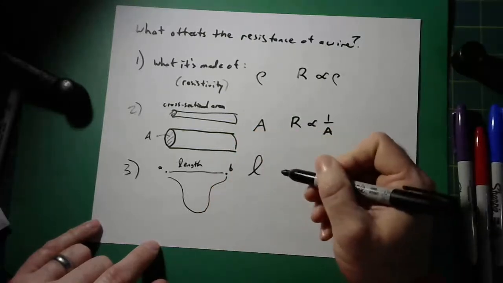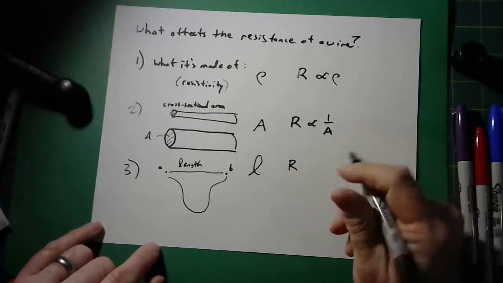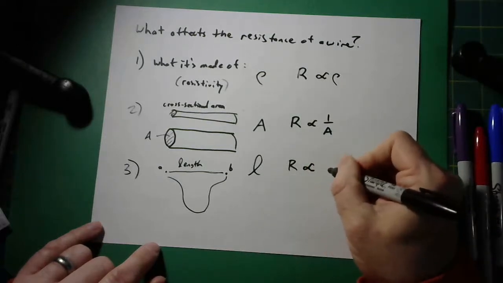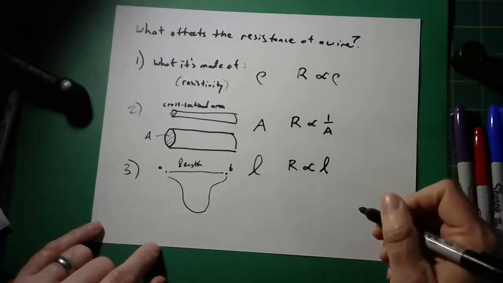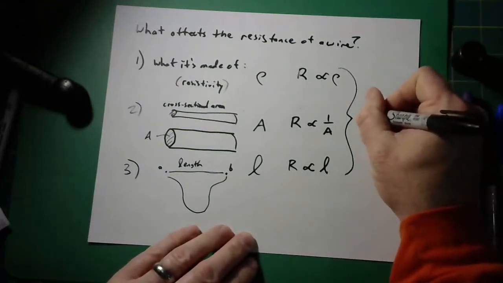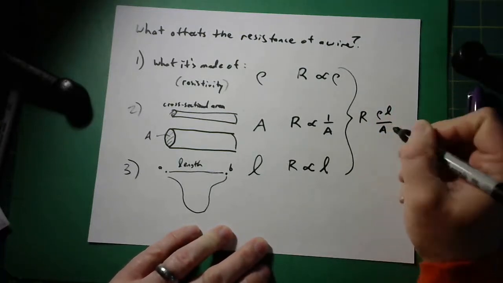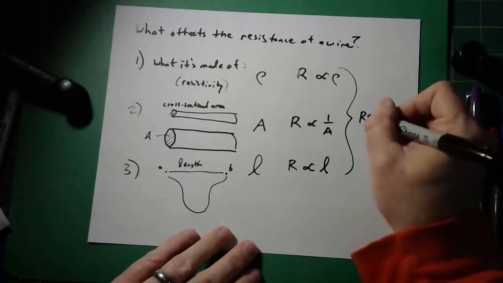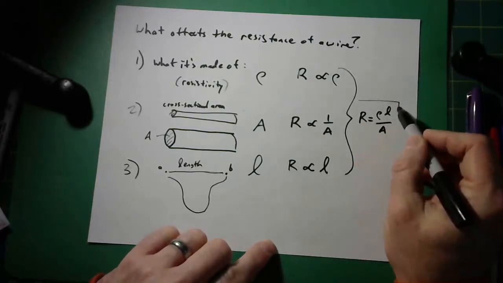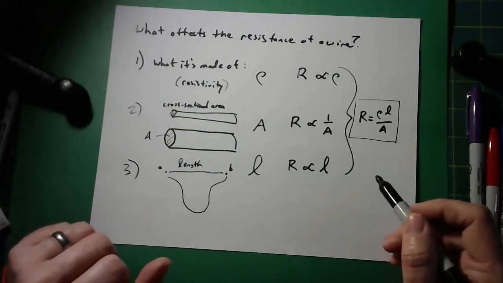And so we're going to use a script L for that. So the longer the wire, the more resistance it has. This will also, it turns out, be a direct relationship, so proportional to L. So if I put those together, then my resistance should be proportional to rho L over the cross-sectional area. And it turns out it is, in fact, exactly equal to that. So this is a formula for giving you the resistance of a section of wire. All right.